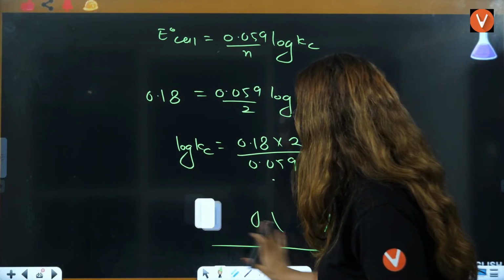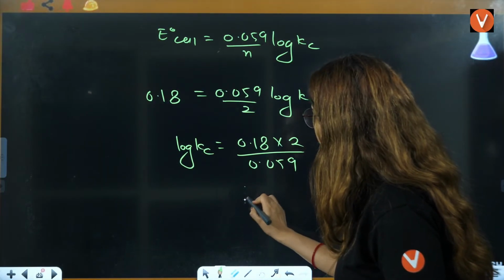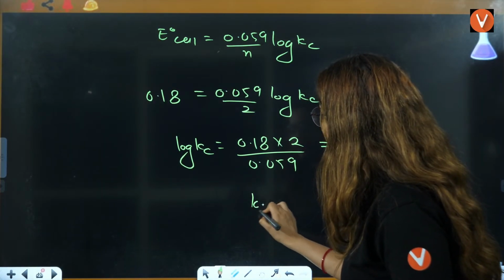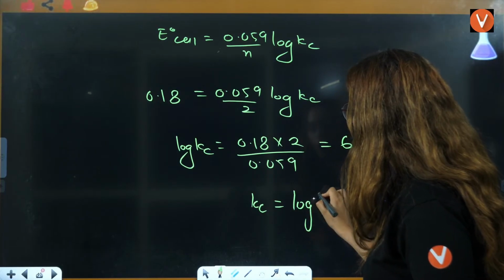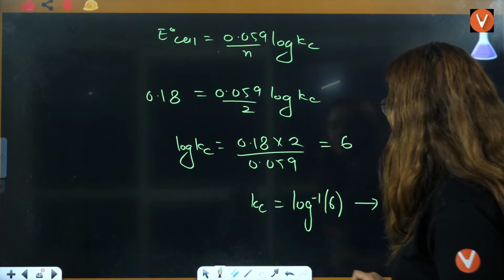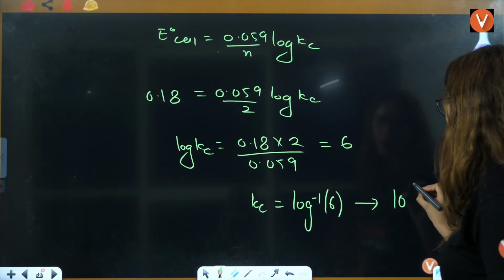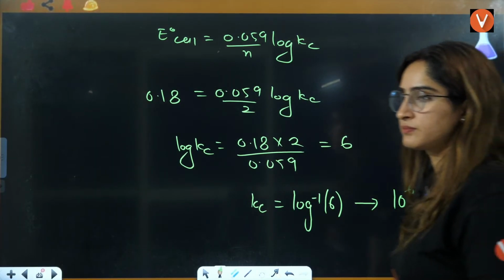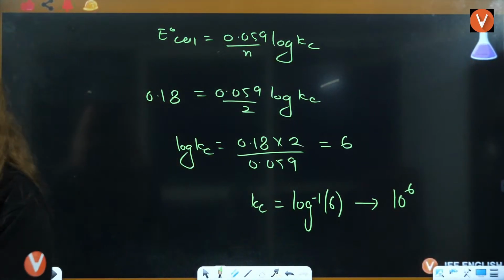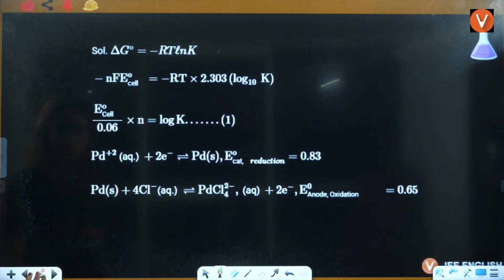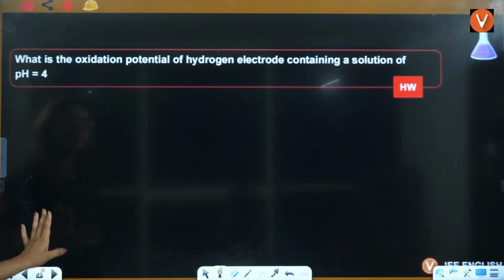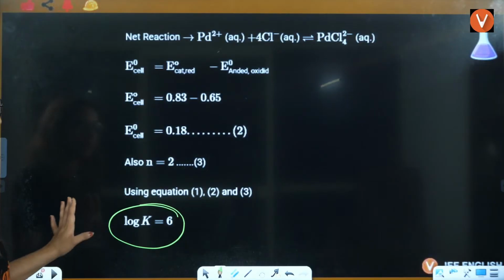Now tell me, whenever you take anti-log, Kc is nothing but the anti-log of 6. That is nothing but 10 raised to power 6. So you can see here, the answer will be 10 raised to power 6.